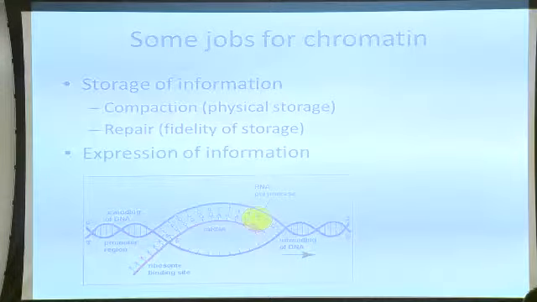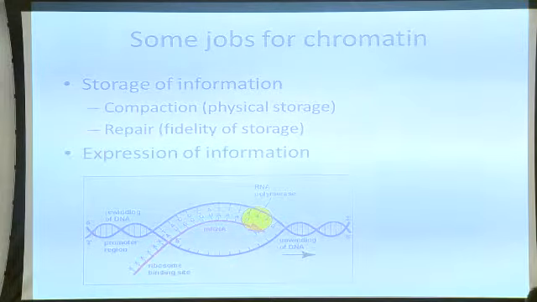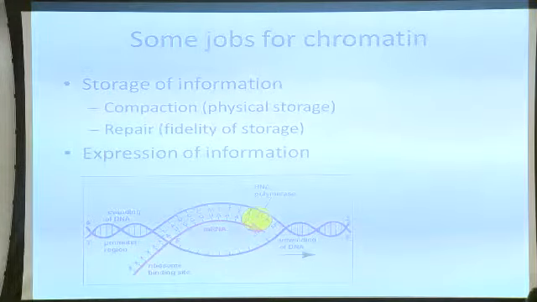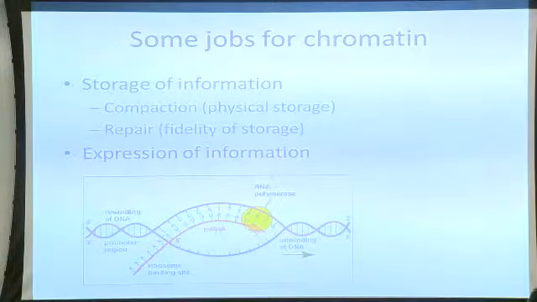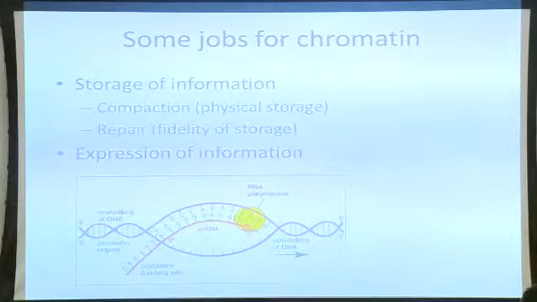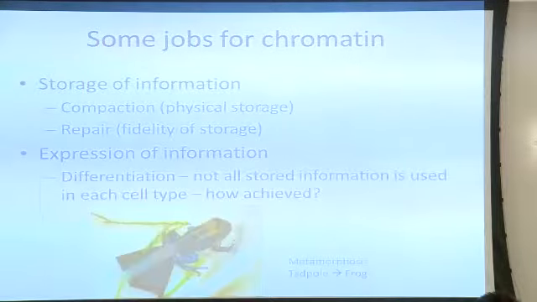Chromatin is involved in the expression of information. This is the thing that I would say half of biology has been devoted to for the last half century, the study of gene expression, which is simply symbolized here by unwinding the double helix with the DNA polymerase moving across it.